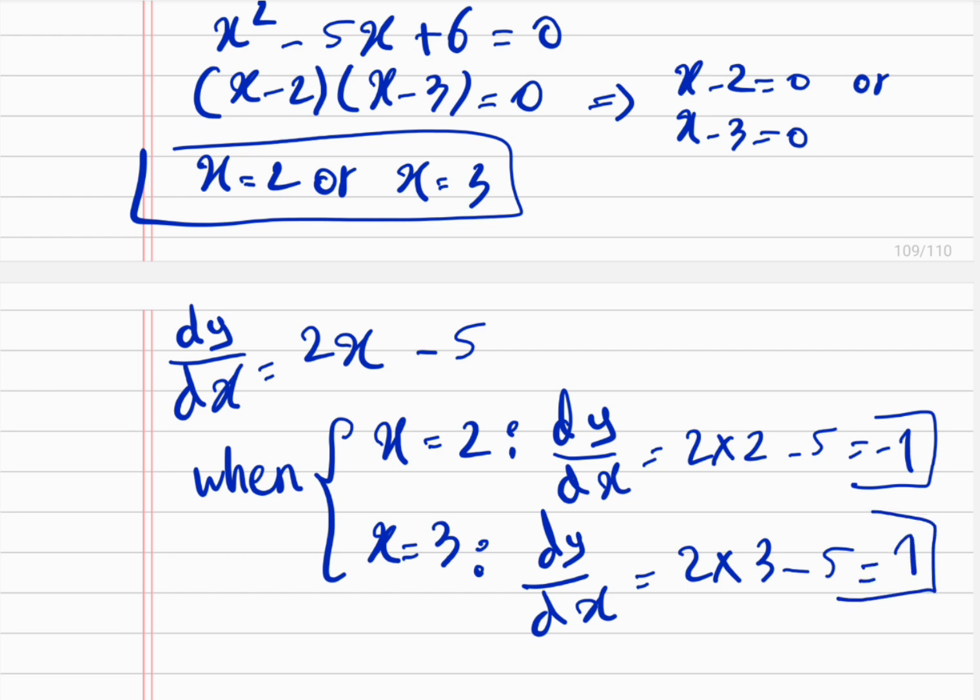Okay, so basically the gradients are 1 and minus 1 at the points of intersection. So when x is 3, the gradient is 1, and when x is 2, the gradient is minus 1.